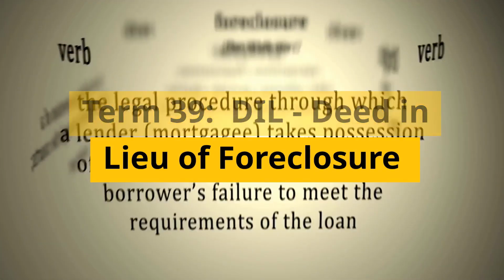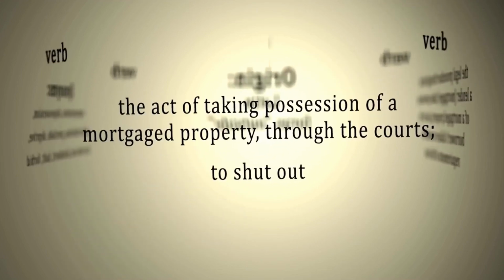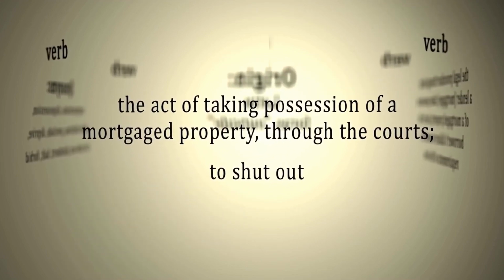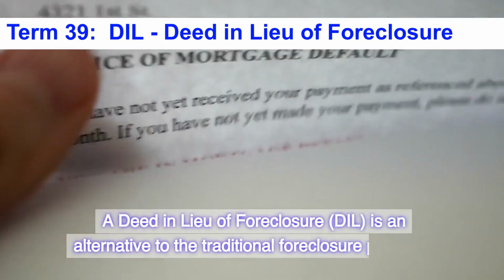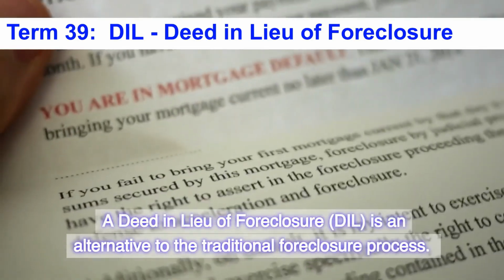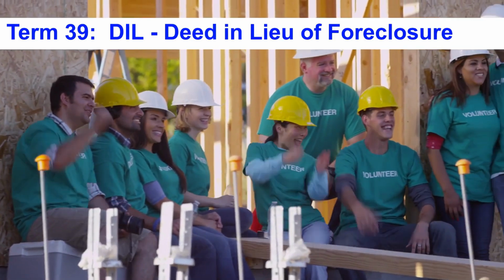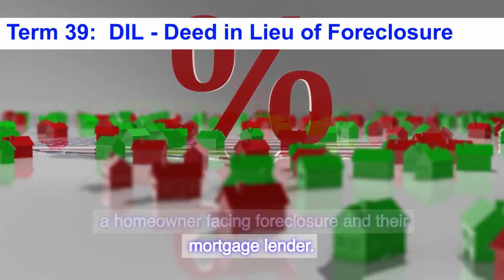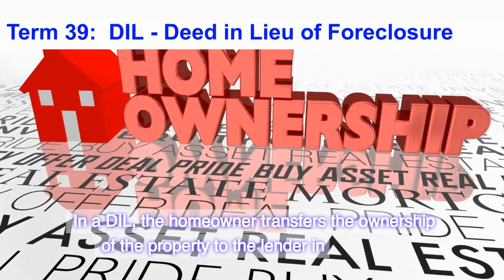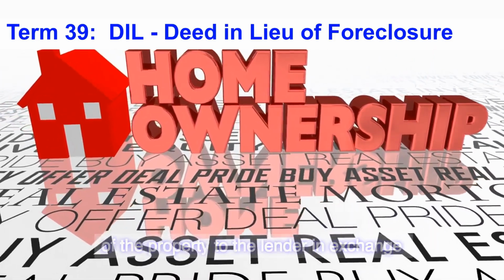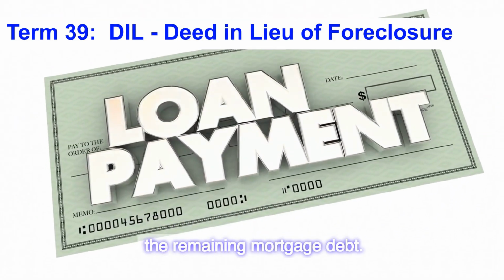Term 39. Deed in lieu of foreclosure. A deed in lieu of foreclosure, DIL, is an alternative to the traditional foreclosure process. It involves a voluntary agreement between a homeowner facing foreclosure and their mortgage lender. In a DIL, the homeowner transfers the ownership of the property to the lender in exchange for being released from their obligation to repay the remaining mortgage debt.